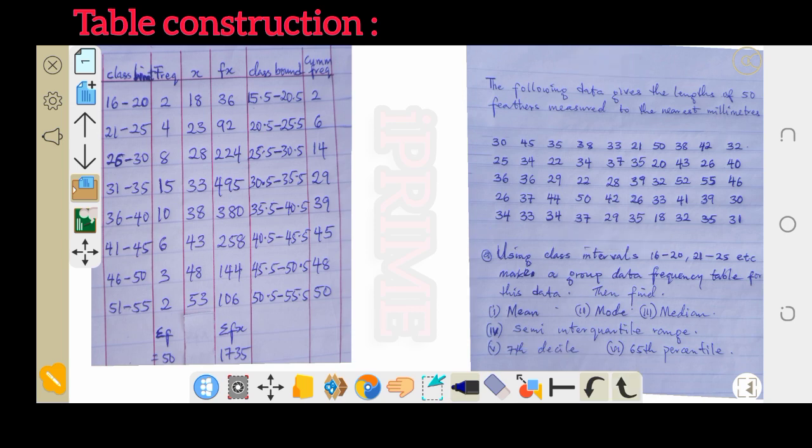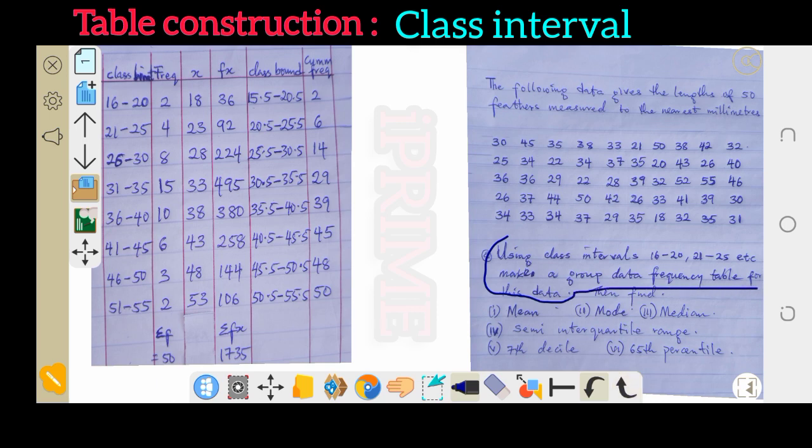Now, the first question says we should use class intervals of 16 to 20, 21 to 25, etc. to make a grouped data frequency table for this data. This is the part I was reading just now. Okay. Now, how do we go about it?